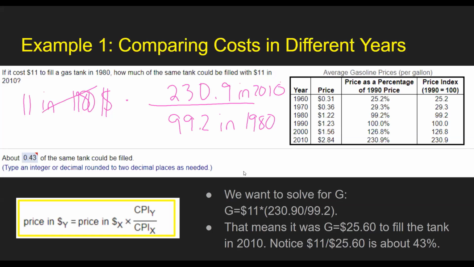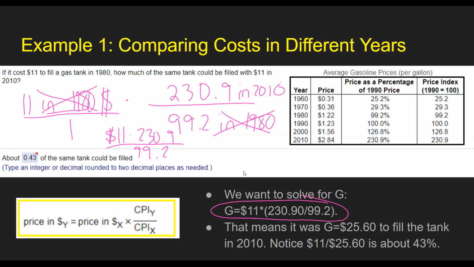So the 1980 information cancels because you have something over itself. Remember that when you multiply fractions, if you have something in the numerator and denominator, it cancels out. Anything over itself is 1. And then when you multiply across, you have $11 times 230.9 divided by 99.2, which is this calculation that I did right here. That's going to give you in a calculator $25.60, but you need to remember this is in $2010 now because that was remaining in your numerator.